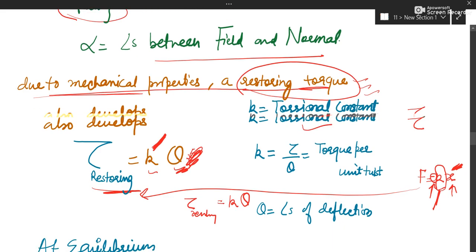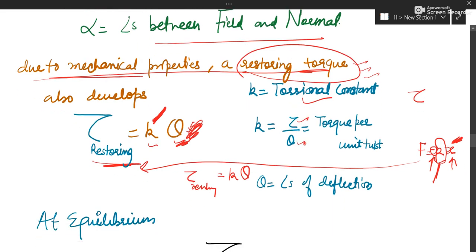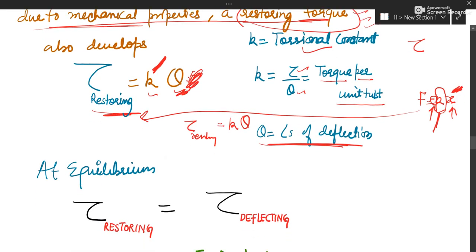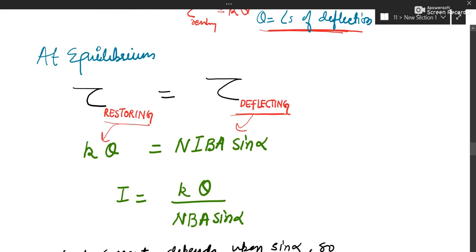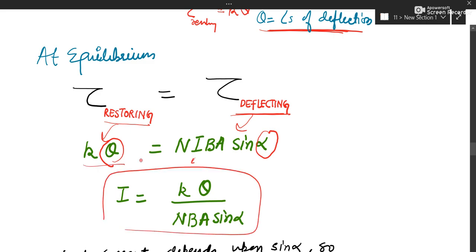K is the torsional constant. What is the other name? Tau by theta, that is torque per unit angle of twist, or angle per unit deflection. And theta is the angle of deflection or twist. So one torque is restoring and one torque is deflecting. Restoring torque is K theta, deflecting torque is NIBA sin alpha. Mind it, alpha is the angle between field and normal, and theta is the angle of deflection, the twist. So from here you find I comes as K theta by NBA sin alpha.